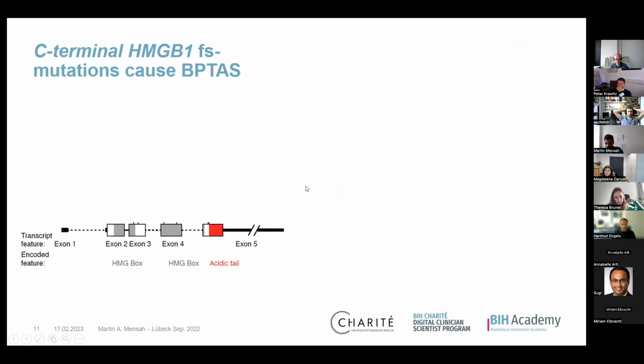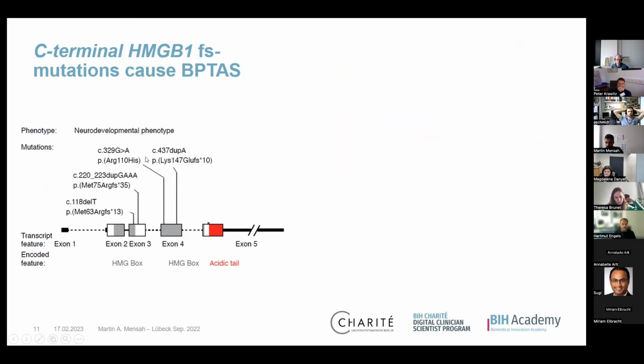HMGB1 was just recently, during the time we were writing our paper, identified to be associated with another condition, a certain neurodevelopmental phenotype. It's rather unspecific, and the main characteristic is neurodevelopmental delay. What is important is these other variants do not cause skeletal malformations in the individuals. And the paper that described them showed point or small variants within the HMGB1, but none of them was within the C-terminus in the acidic tail.